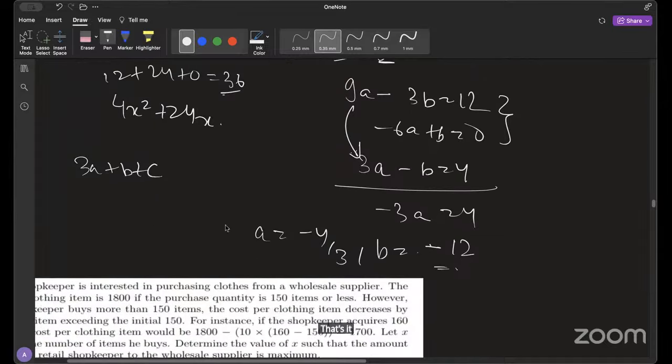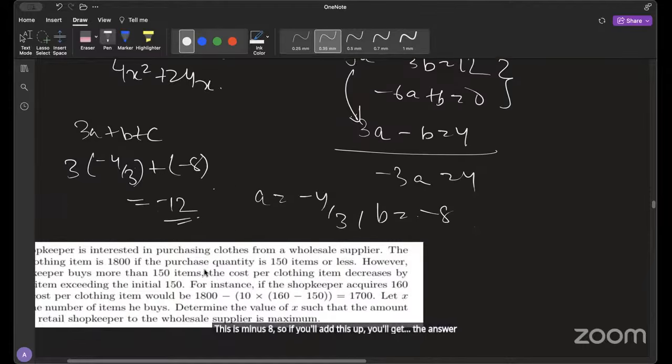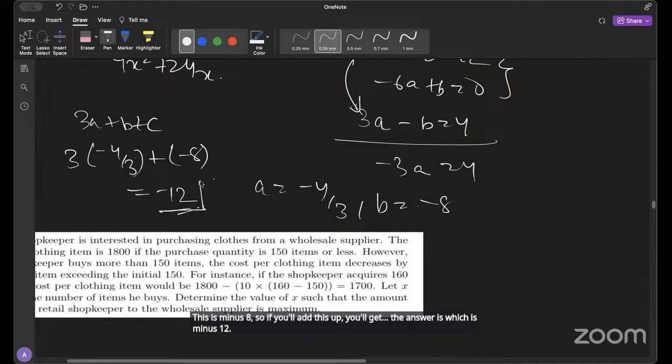That's it. So if we put a equals minus 4 by 3 here, c is 0 and this is minus 12. I don't think this is minus 12. Ma'am, it's minus 8. This is minus 8. So if you add this up, you will get the answer, which is minus 12. This is your answer.